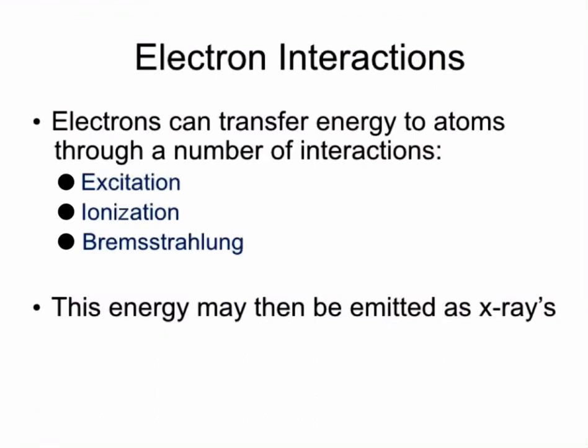Radiology, X-rays are produced when fast-moving electrons interact with atoms and release some or all of the kinetic energy they possess in the form of electromagnetic radiation, which if it's in the right energy range can take the form of X-rays. There are multiple ways in which electrons can interact with atoms and transfer energy to them, including excitation, ionization, and through Bremsstrahlung interactions, and I'll briefly explain these three processes.